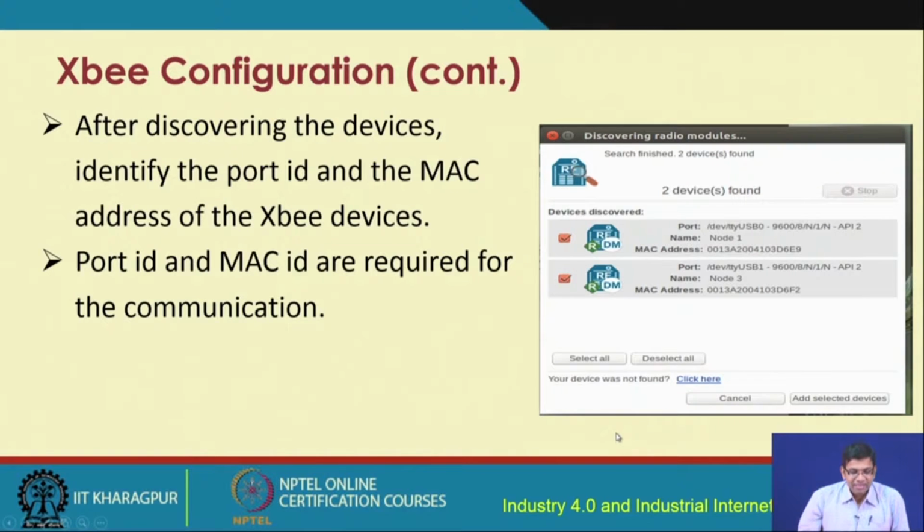After discovering the devices, it is required to identify the port ID and the MAC address of the XBee devices, and these are required for communication, which is quite obvious. As you can see, based on the different devices that are discovered, the corresponding port ID and MAC ID will have to be found out, and the names of these devices will also have to be assigned. Here the names are node 1 and node 3, but you could change the names of these devices.